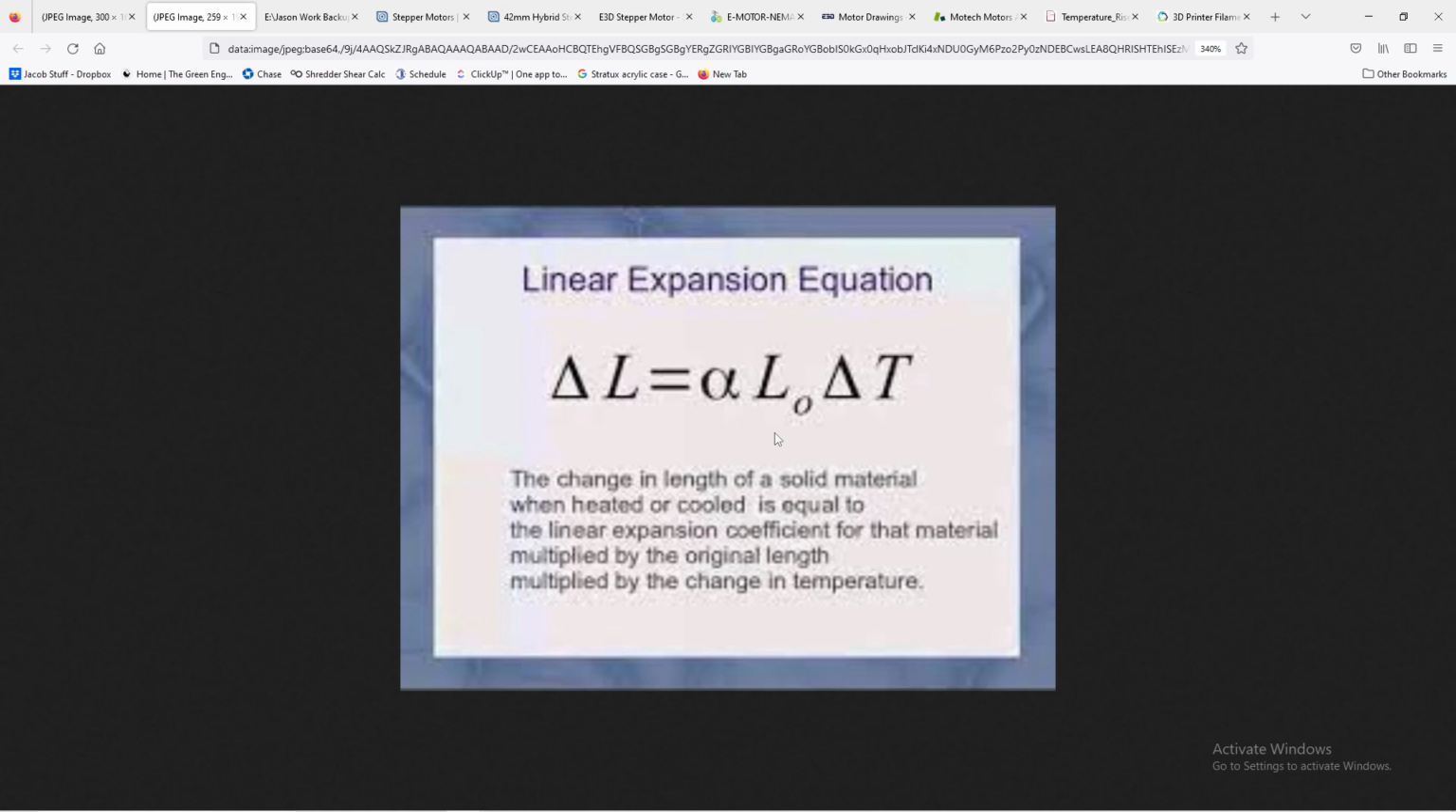So dimension control also has a lot to do with this as well, because as you see here, the difference is the linear expansion.